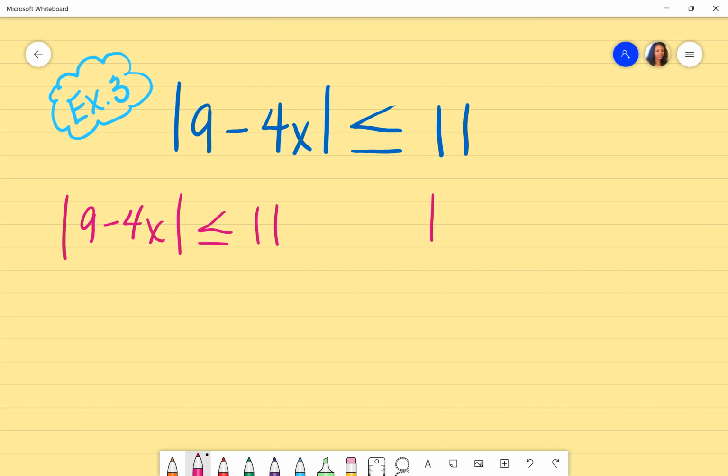And then in the other case, the absolute value of 9 minus 4x. So the left-hand side still looks the same, but this time I'm going to flip this sign, greater than or equal to, and I'm also going to change the sign of my value, negative 11.